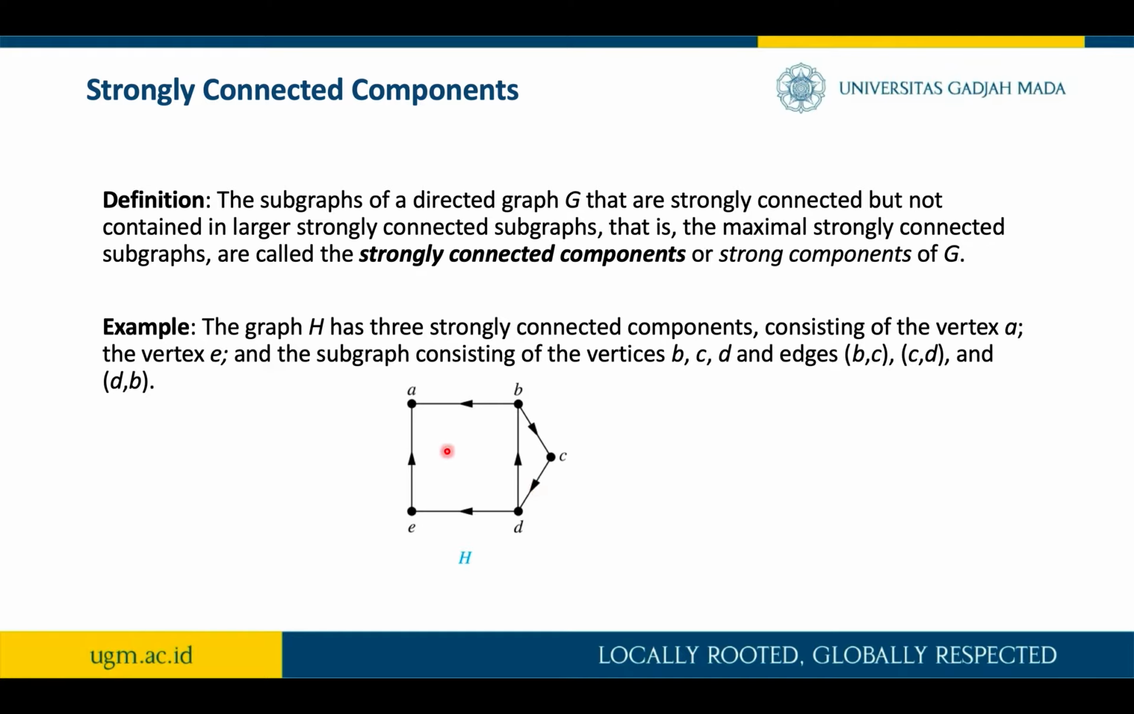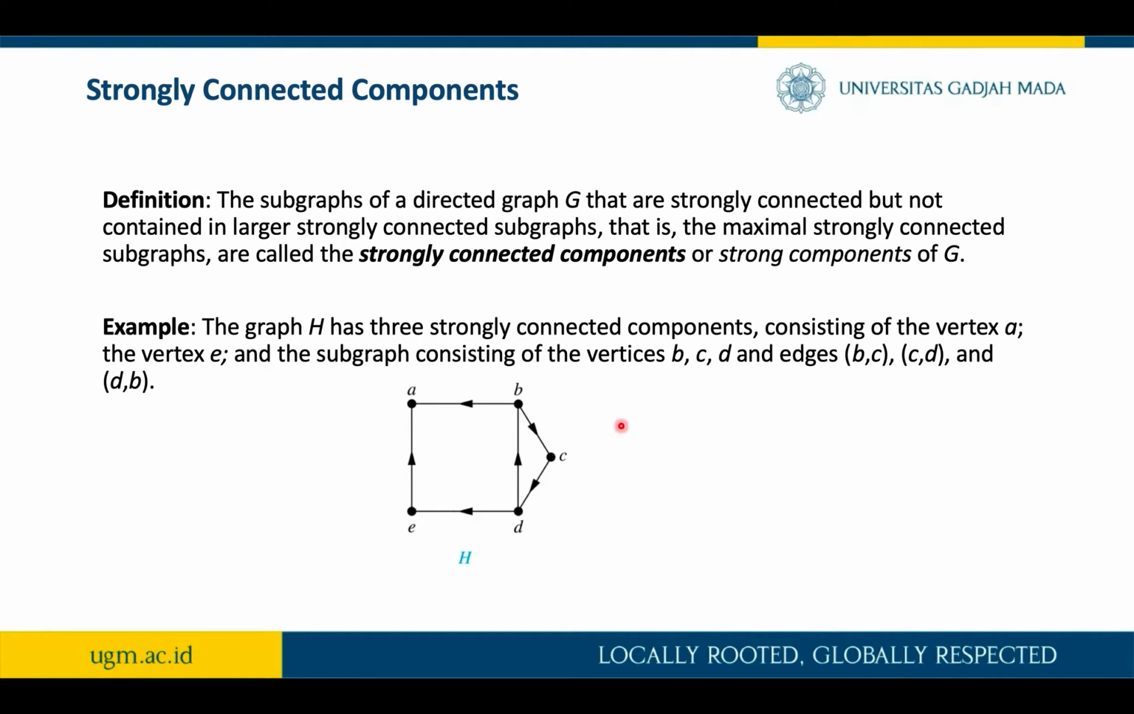And then for A, how about A? A here cannot be extended to any other vertex as well, because from A we cannot go anywhere. So A is strongly connected by itself. The same also applies to E. From E we cannot go to any other vertex. We can only go to A. But from A to E, there's no path. So E is also strongly connected by itself.